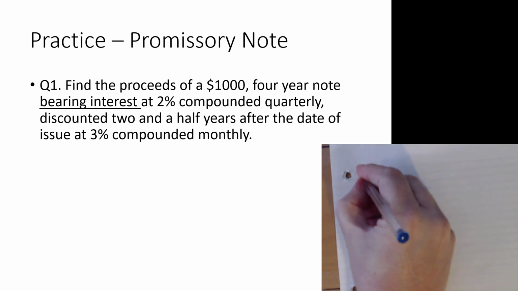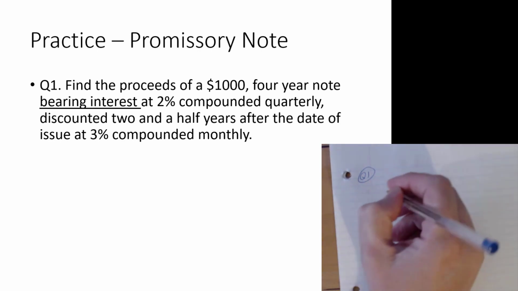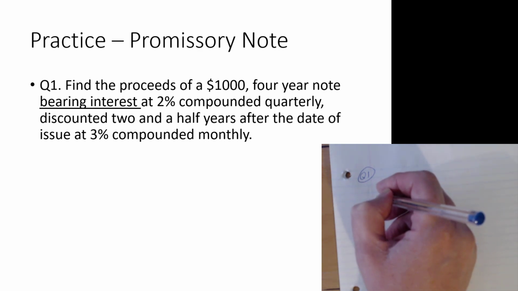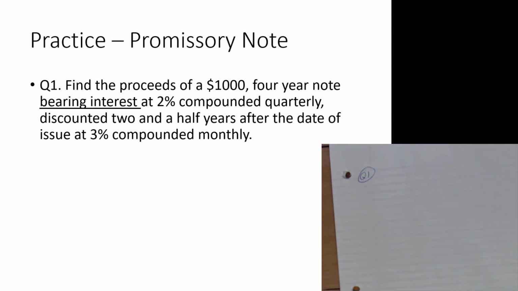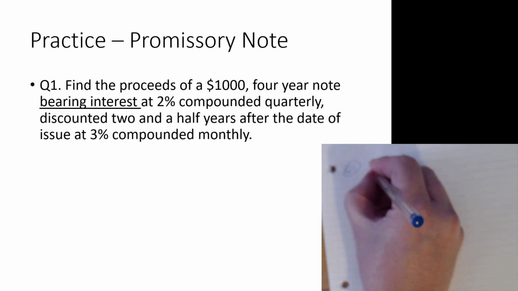Okay, practice. Gotta love practice. Question number 1, we're going to find the proceeds of a $1,000 4-year note bearing interest. Aha, interest bearing. All right, so that sends off some bells in our head. We know there's going to be a 2-step procedure. Okay. So now, let's do this.